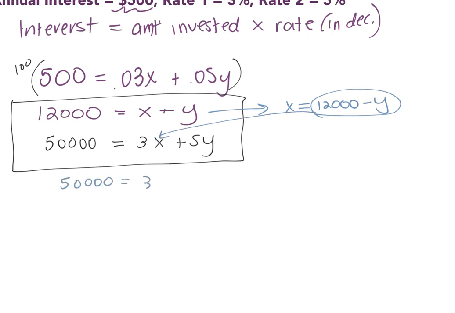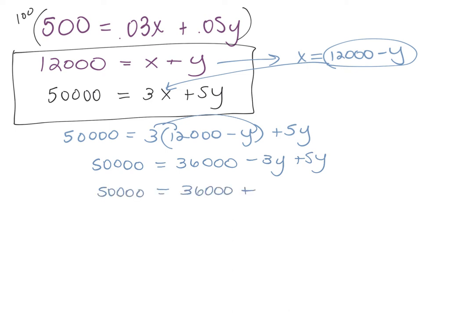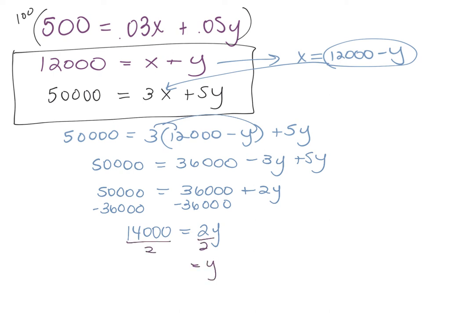50,000 equals 3 times 12,000 minus y, plus 5y. Distribute: 50,000 equals 36,000 minus 3y plus 5y. 50,000 equals 36,000 plus 2y. Subtract the 36,000: 14,000 equals 2y. Divide by 2, and y is 7,000.